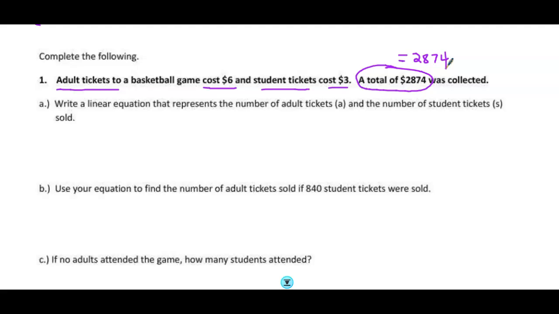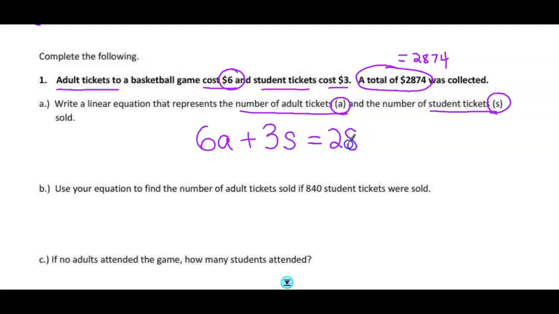Write a linear equation that represents the number of adult tickets A. We saw that they cost $6, so that's 6 times A, $6 times every adult ticket. And the number of student tickets is S. So we're going to add to it 3 times S, and it equals 2,874.